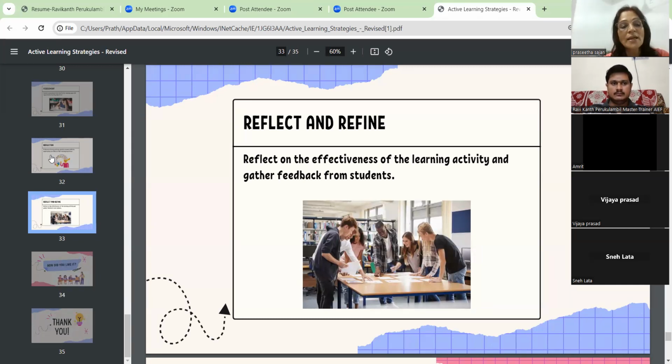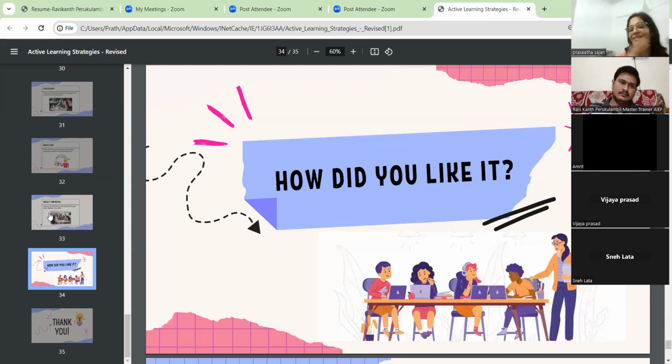Now this reflect and refine is meant for teachers. Once you make the children do an activity, you have to reflect upon whether that was easy for children, whether everybody contributed, whether it was of their level, whether children were challenged at the correct level of their competence. All these you have to find out, and then accordingly you need to refine that. So this is meant for the teachers, and I want to know now, how did you all like this session?